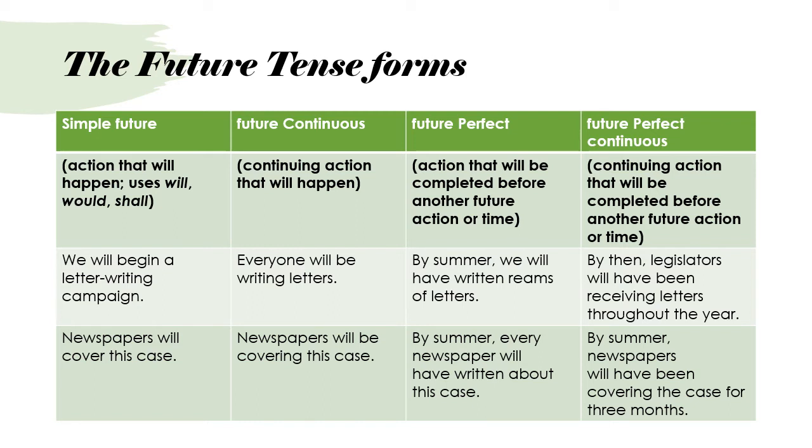The future perfect continuous tense talks about continuing actions that will be completed before another future action. By then, legislators will have been receiving letters throughout the year. By summer, newspapers will have been covering the case for 3 months. So what we find here is the ing form of the verb is preceded by will have been or would have been.